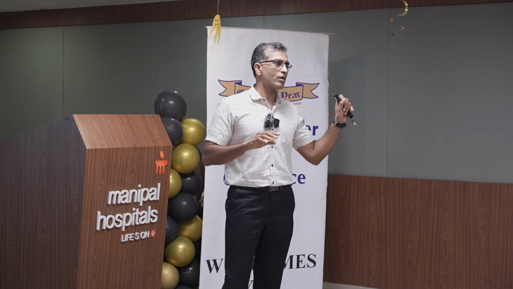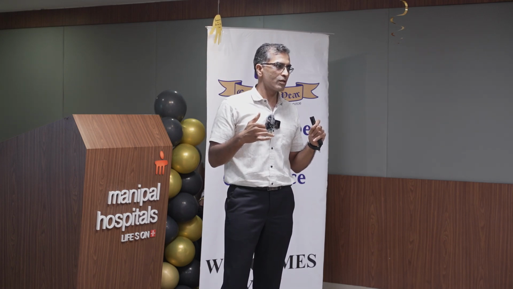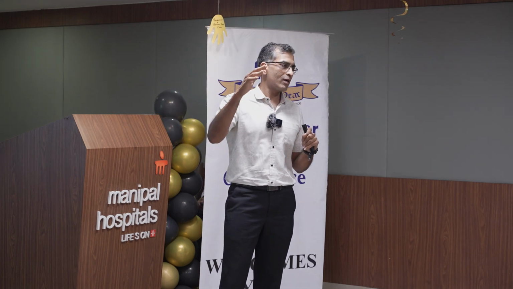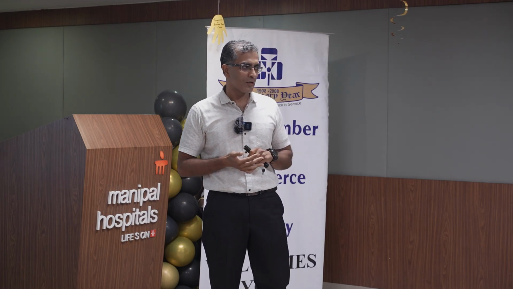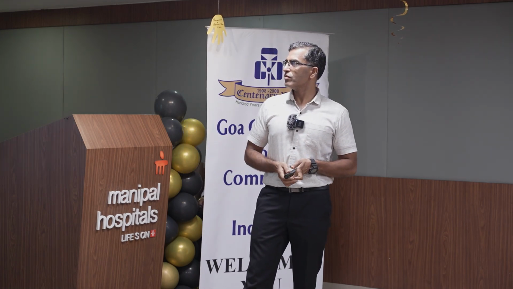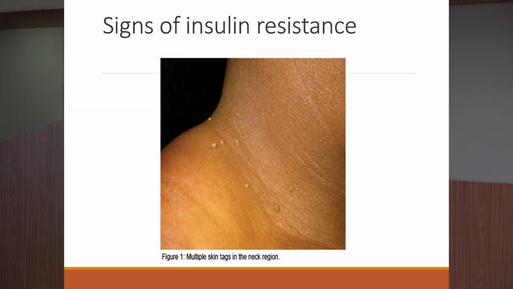So if we measure sugar as well as insulin at correct stage, not after you develop diabetes, before you develop diabetes, and we find that your HOMA-IR is high, that means you have insulin resistance and you can do something about it. Okay, next. So these are the skin changes you may have seen in others, some people may have it. These are called skin tags. Can you see them?